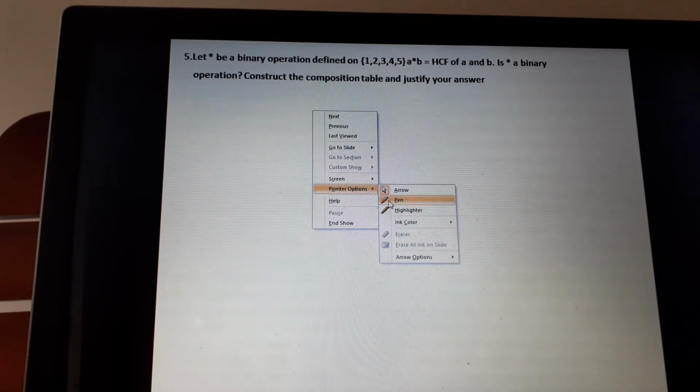So this is the next question. Fifth is let star be a binary operation defined on this one, A star B equal to HCF of A and B. Is star a binary operation? Construct composition table and justify your answer. So you have to just construct the composition table or multiplication table, and then based on that table you have to decide. So let us take here as before, say solution.